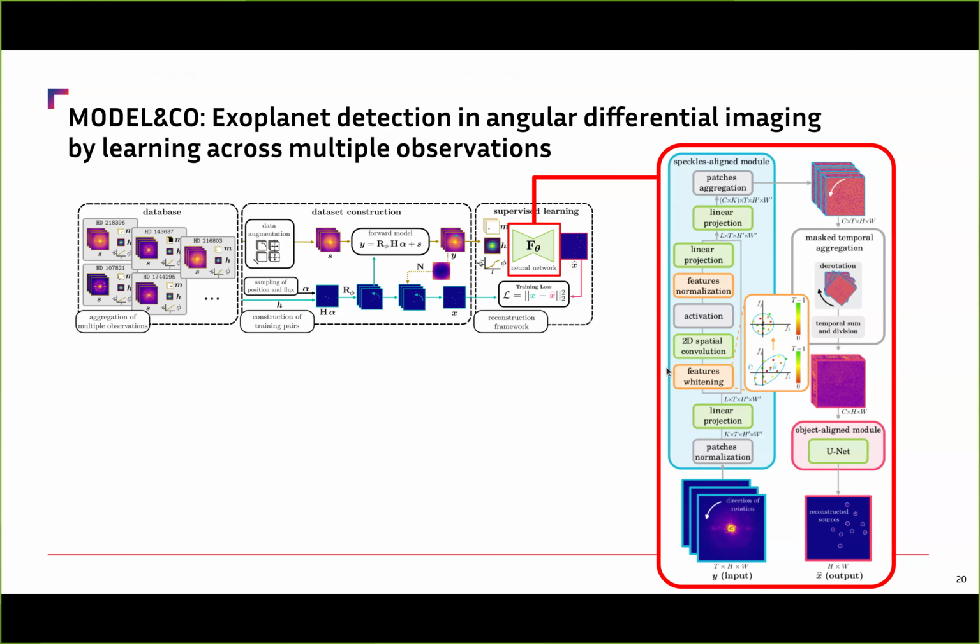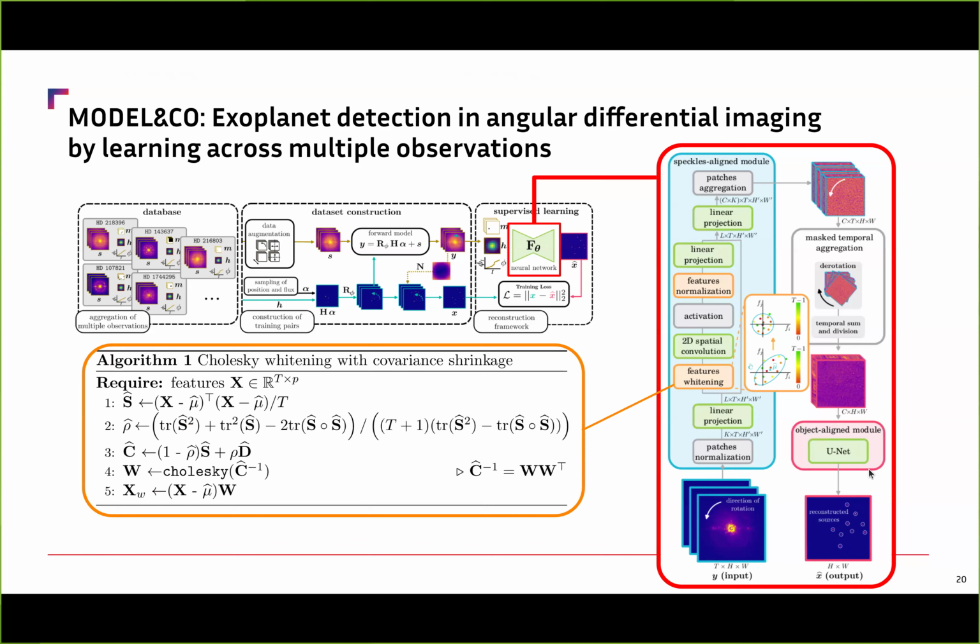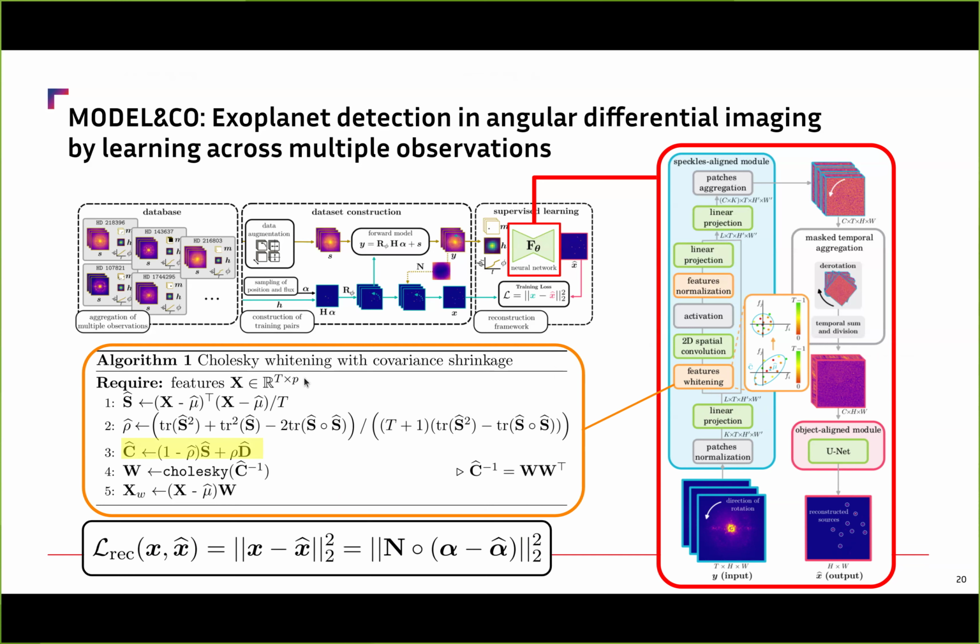So you can see that this is the main difference in architecture with respect to DPACO: the speckle-aligned part is learnable. Then we do similarly to DPACO: we derotate the learned, whitened features, we aggregate them, and we have a final unit similar to DPACO to denoise, which is the final step of the method. And this is just the normalization, the whitening layer, a bit more formally, but it's not that important.